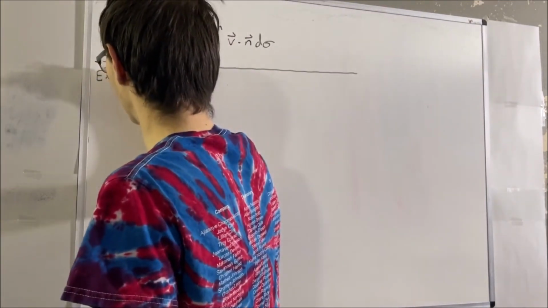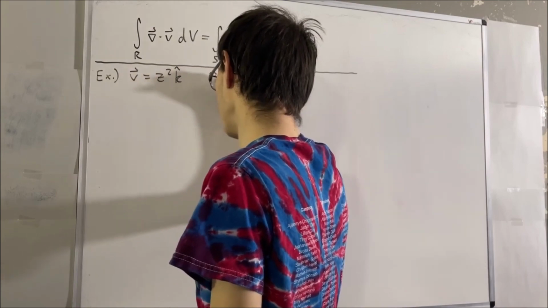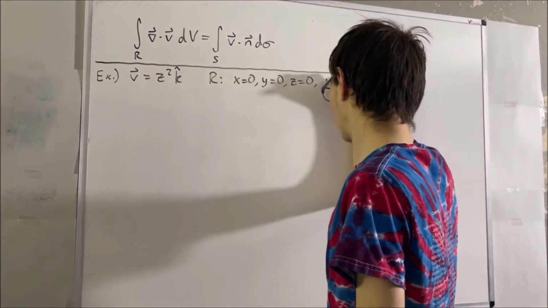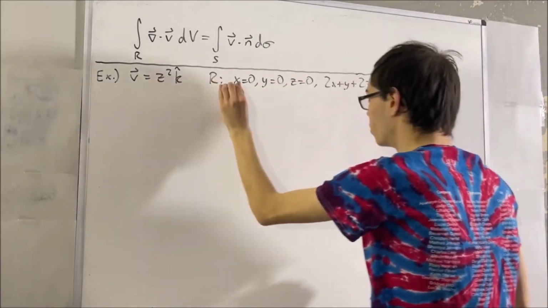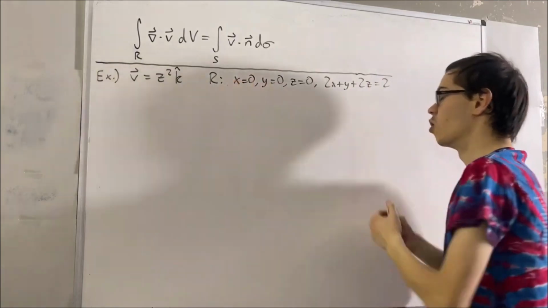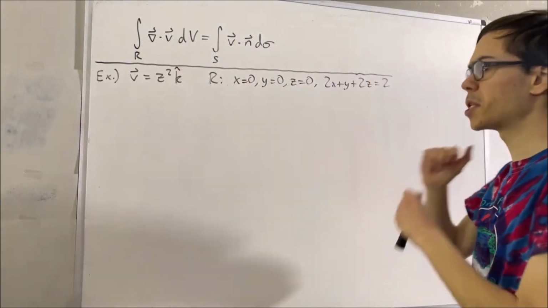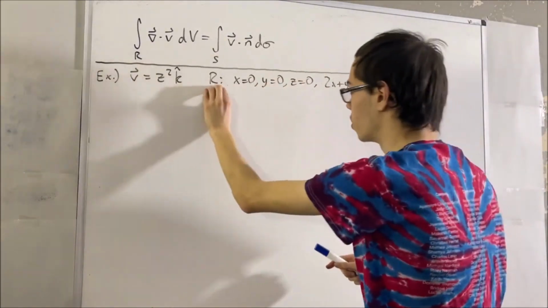So for our example, we're going to say that our vector field is equal to, and we're going to say that our region is bounded by 4 planes. From this vector field and this region bounded by 4 planes, we are going to verify that the divergence theorem holds true. So to solve this problem, I'm going to start by first sketching what this region looks like.